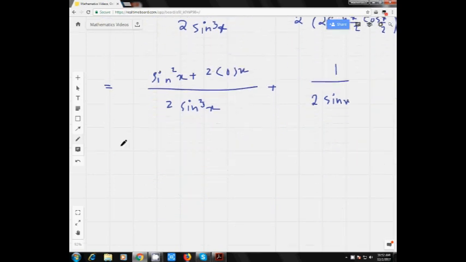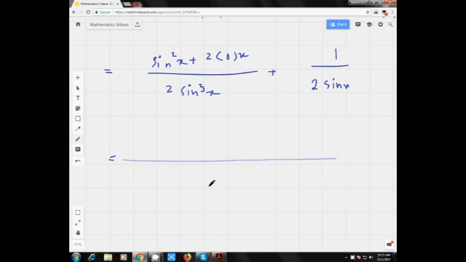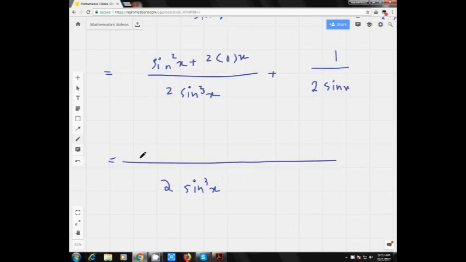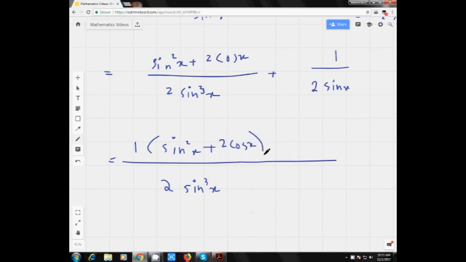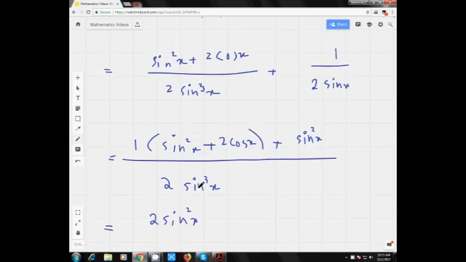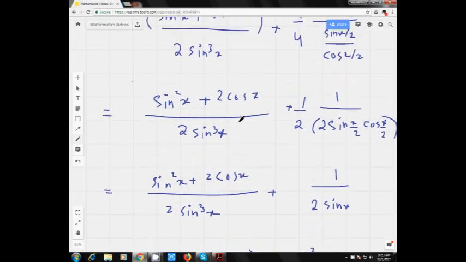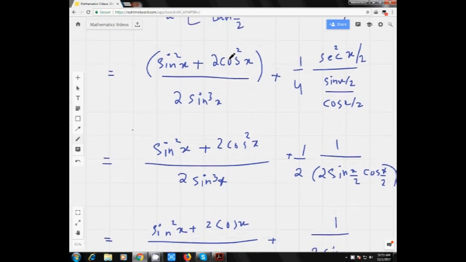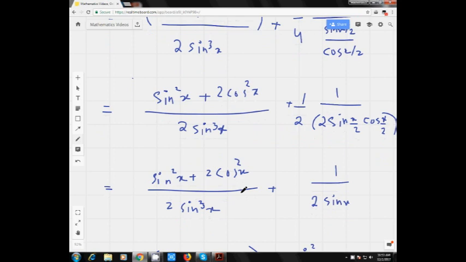Next you have to take again the LCM, and the LCM is obviously 2 sine cube x, and here you would get 1 multiplied by sine square x plus 2 cos x multiplied by, when this 2 cancels this one, and you would get sine square x. Here we have just applied the LCM method. Sine square x plus sine square x, 2 sine square x, and here it is not cos x, it is actually cos square x. So another mistake is here, it is cos square x, and sorry for this mistake.